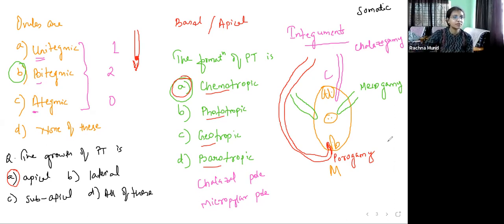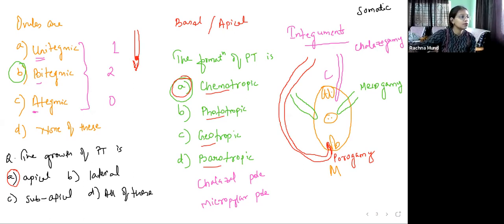Clear? Understood now what is chalazogamy, mesogamy, and porogamy? You ignore the word pseudogamy. Pseudogamy was just given to confuse you. We have only three words in your entrance syllabus: chalazogamy from the chalazal end, mesogamy from the lateral sides, and porogamy from the micropylar end.